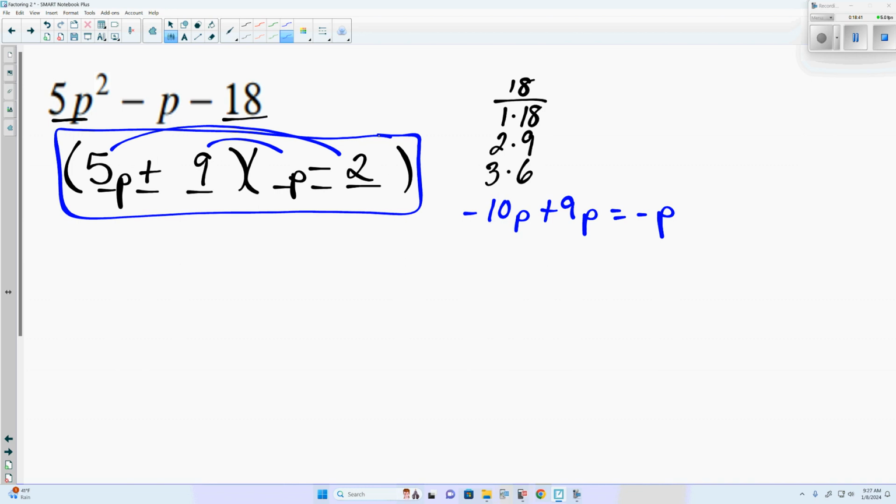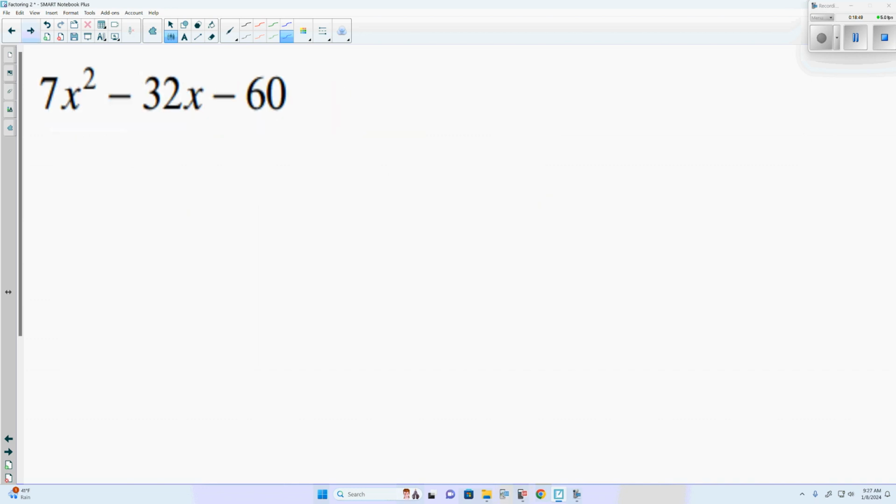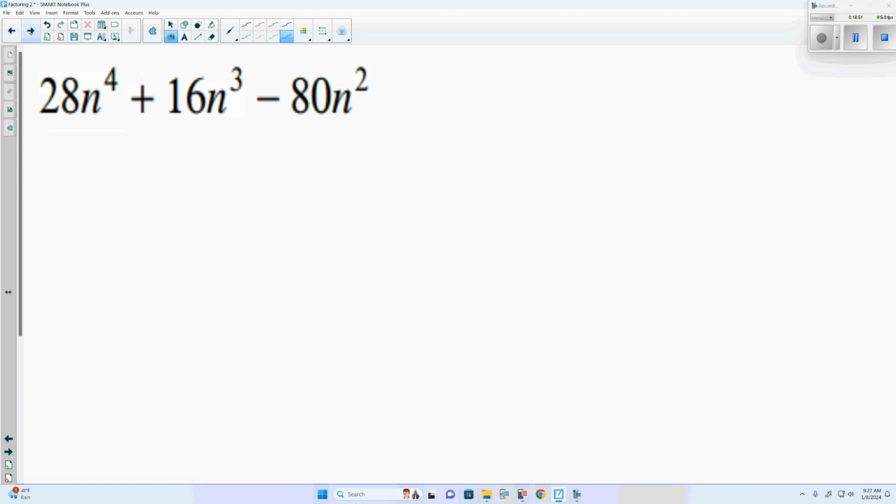We're going to skip a few then. So, the next one I want to look at is this one here. So we're skipping the 2 after this. Part of the greatest common factor, yes. So the next one we're looking at is this here, 28n to the 4th plus 16n cubed minus 80n squared. So yes.